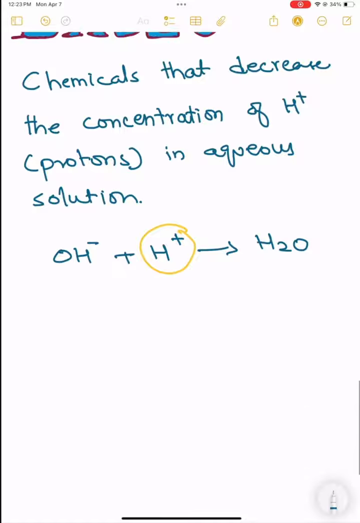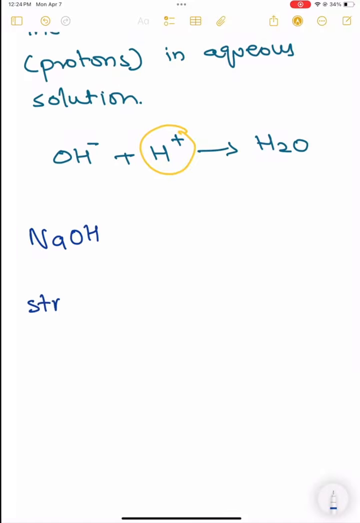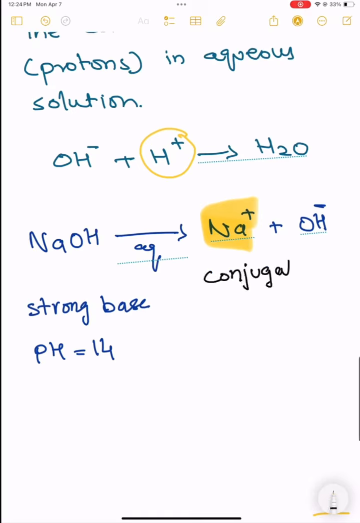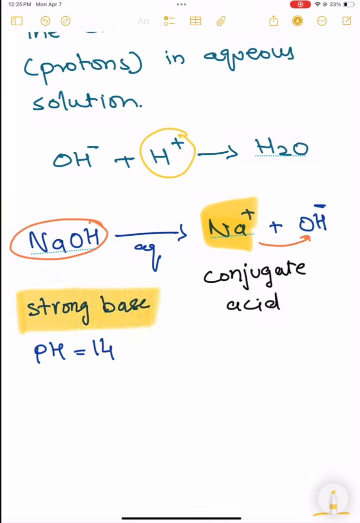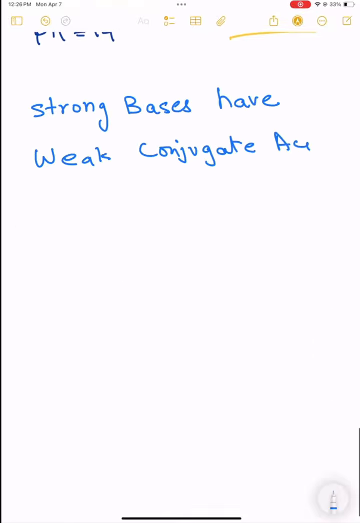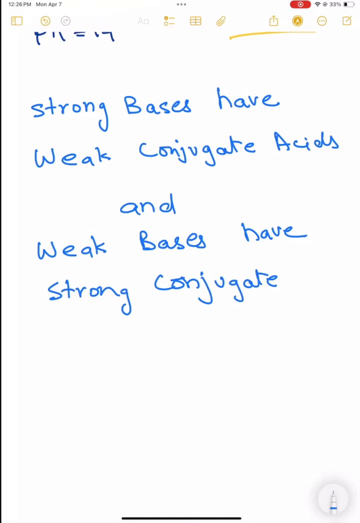Now, let's look at bases. Sodium hydroxide, for example, is a strong base with a pH of 14. In an aqueous solution, it exists as a sodium ion and a hydroxide ion, which means that the sodium ion is a conjugate acid of NaOH, which can potentially combine with this hydroxide ion to give back NaOH. Now, since NaOH is a strong base, which means that it's more likely to exist as sodium and hydroxide ions, which makes its conjugate acid weak. The same general rule applies here as well. Strong bases have weak conjugate acids and weak bases have strong conjugate acids.